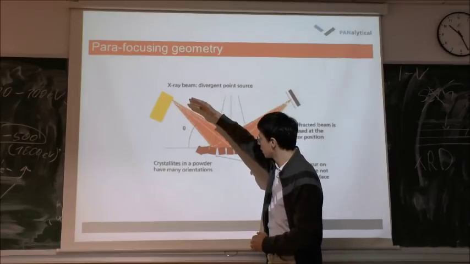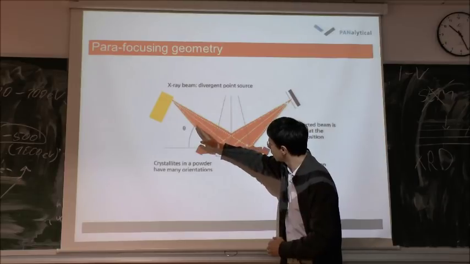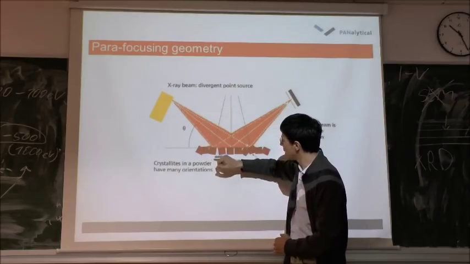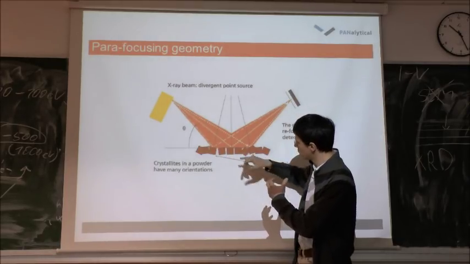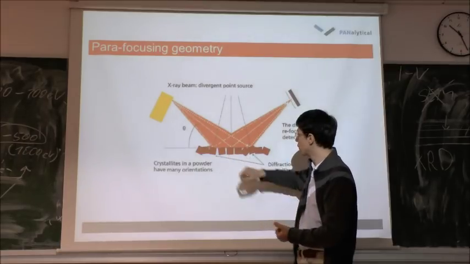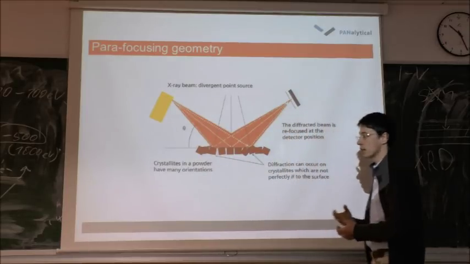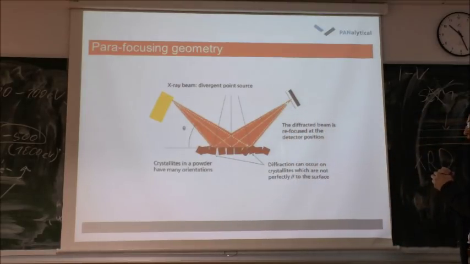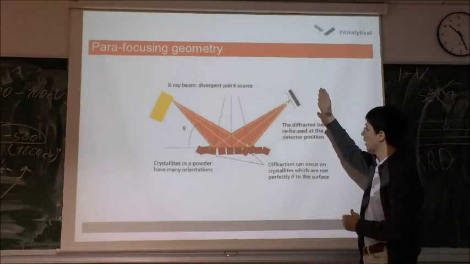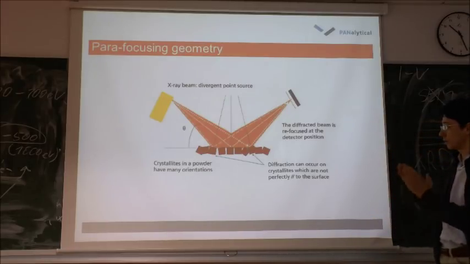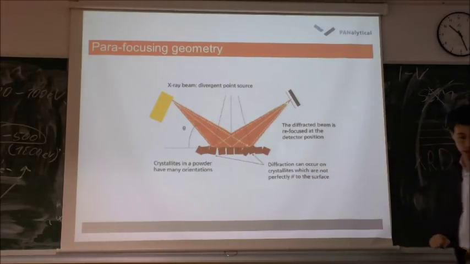But due to the divergence, we also shine on other crystals, and this angle is then different from this one. So if we shine on a crystal with an orientation different from this crystal, we can also get a diffraction condition. Due to different angles, more crystals can fulfill Bragg's law, and as a result more signal is collected in the detector. Basically, if the beam is parallel, then for a polycrystalline sample we would get less intensity in the detector.